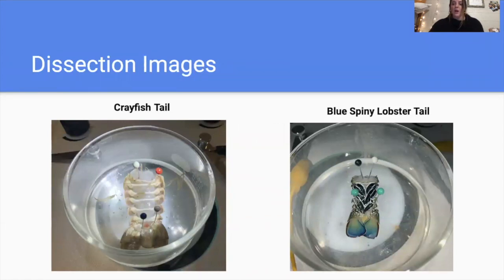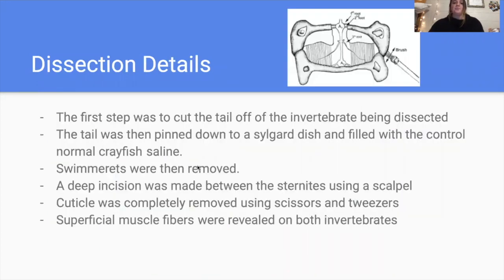On the blue spiny lobster tail, these feather-like things are the swimmerets. They have been removed in this picture on the crayfish tail in order to reveal the superficial muscle fibers. After the swimmerets were removed, a deep incision was made between the sternites using a scalpel. The sternite lies along the middle and is the bony structure, as you can see right here. The cuticle was then completely removed using scissors and tweezers.